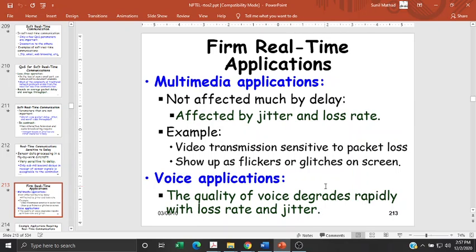In voice applications, the quality of voice degrades rapidly with loss rate and jitter. So you are not able to hear what the other person is saying, and maybe that creates an annoying effect. That's where you fix the margin so that this is acceptable. There are packet losses, but still hello is being heard as something near to hello. It makes sense. And jitter, the arrival rates of the packets, may fail to synchronize things.